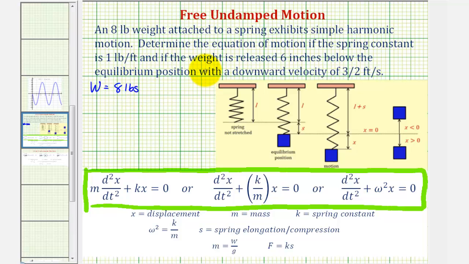We want to determine the equation of motion if the spring constant is 1 pound per foot and if the weight is released 6 inches below the equilibrium position with a downward velocity of 3/2 feet per second. So next we know that the spring constant is 1 pound per foot, which is K.